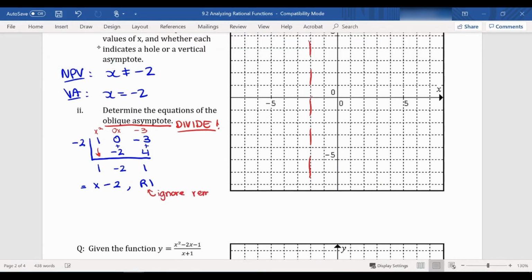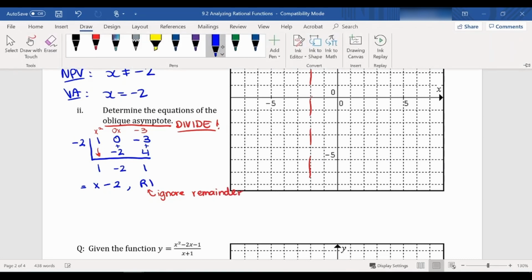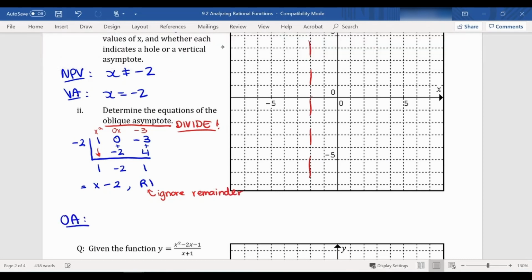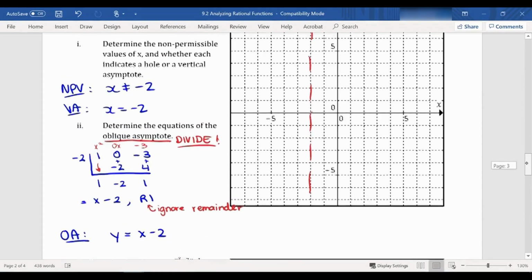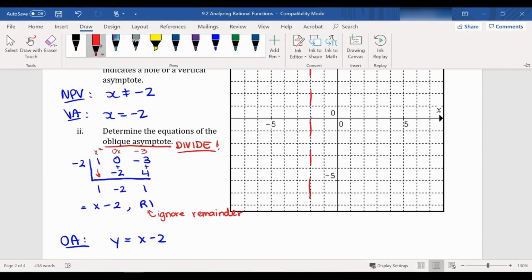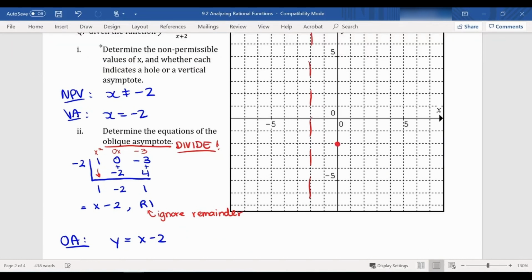Again, we're ignoring the remainder because as x gets very, very large, that remainder stops mattering. So my oblique asymptote is the linear equation y equals x minus 2. It is a straight line that is diagonal. So when we draw it in, we draw it like a normal line. We would have a y-intercept of -2 and a slope of 1, and you're going to draw that in.